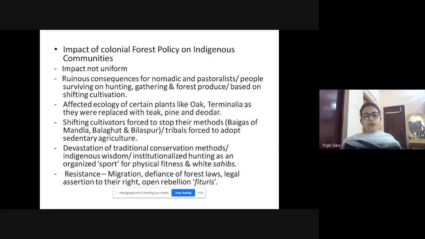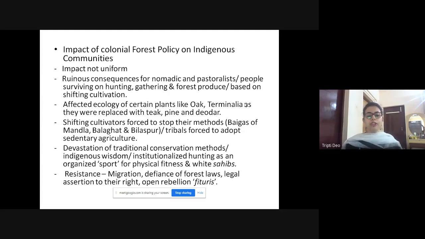Shifting cultivators were forced to stop their methods, like the Baigas in Mandla, Balaghat, Bilaspur. These were regions where the Baiga tribe lived. They were completely based on shifting cultivation methods. They were told to stop this method. In fact, we will see how they were labeled as criminal tribes because they were not ready to have sedentary agriculture as their basic subsistence. So we will see that in our next slides.